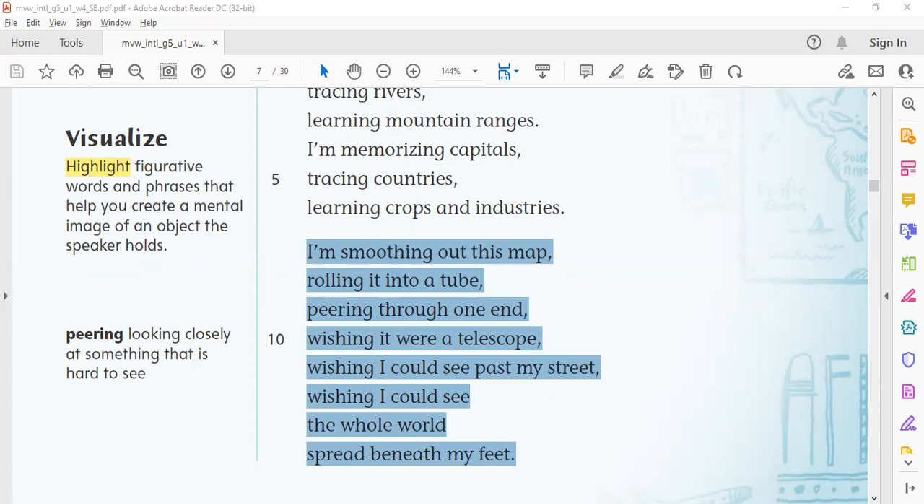I will tell you that, but just let's stay with smoothing out this map, rolling it into a tube. Okay? Wishing it were a telescope. Peering through one end, wishing it were a telescope.